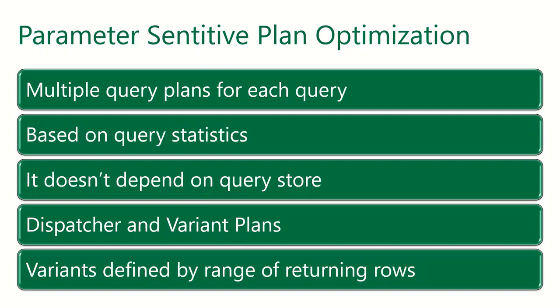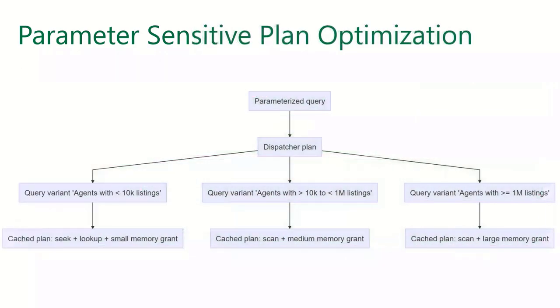If the plan is a dispatcher, then the query processor needs to check the histogram for the column and check to which variant this query should be sent, which variant plan should be used to execute this query. So the histogram will be checked by the query processor to check the variant which will be used. See? This works for parameterized queries, of course. If the query is not parameterized, there is no way for this to take place. A parameterized query arrives and we have a dispatcher plan.